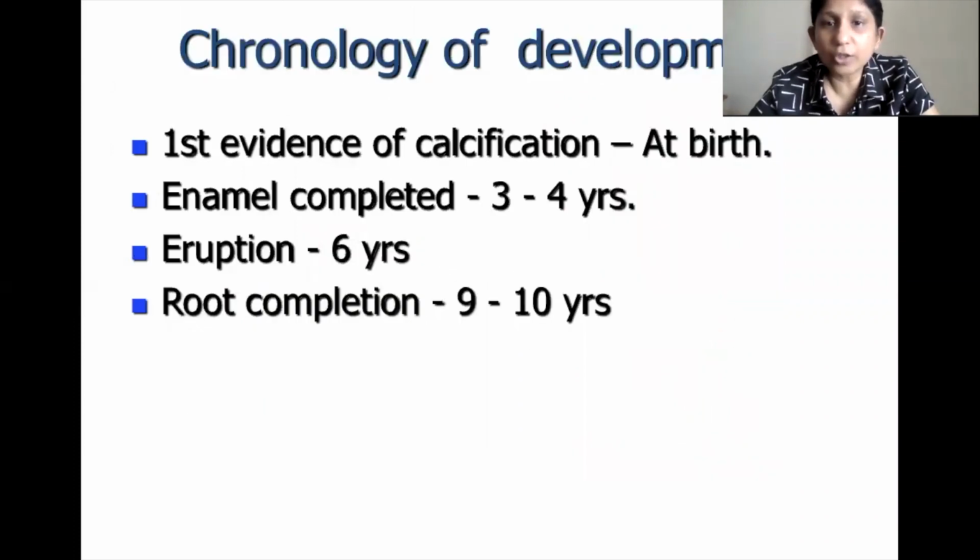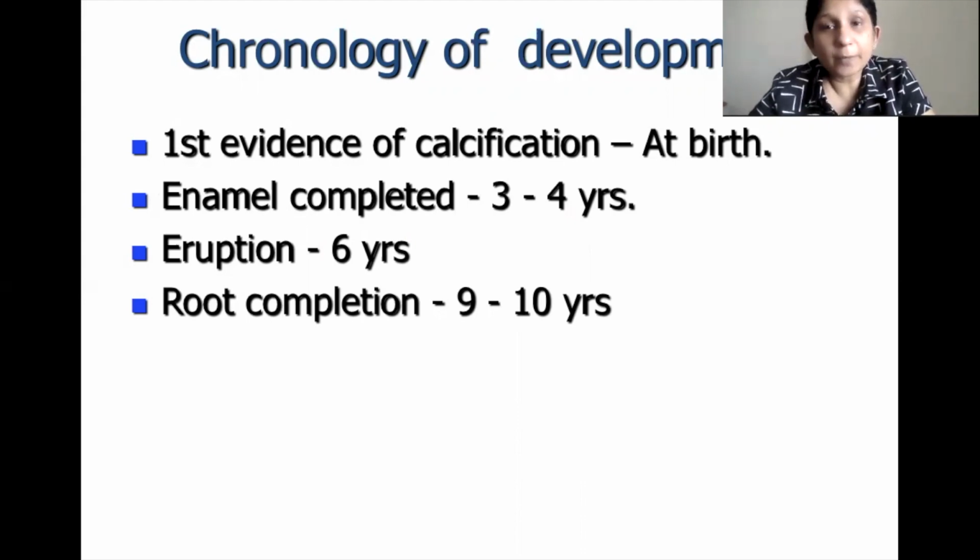So that's the chronology of development. We all know that the first evidence of calcification of a first permanent molar will be at birth. Which is why, whenever there are any problems during birth or a metabolic arrest during birth, there are more chances that you can see a ring of accentuated enamel, the neonatal line, around the maxillary permanent first molar.